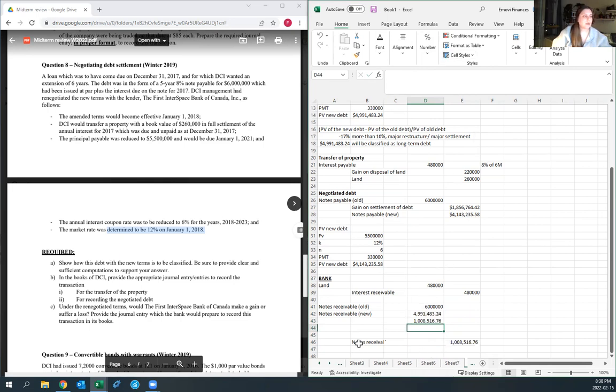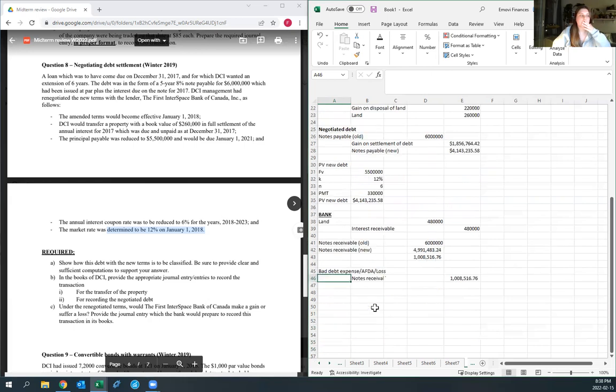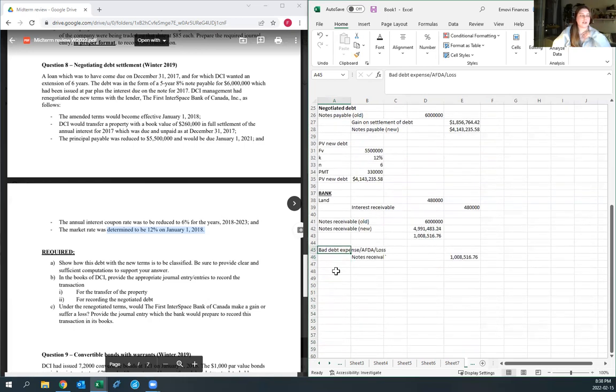So yeah, you reduce your notes receivable account by the difference between the two. So now it's going to be at 4.9 million. And here it could be recorded as a bad debt expense. Could be recorded in your allowance for doubtful accounts. Could be recorded in your loss in your income statement. Depends on the choices that are provided on your exam. But all of these accounts are good. Just depends how the bank does their accounting.